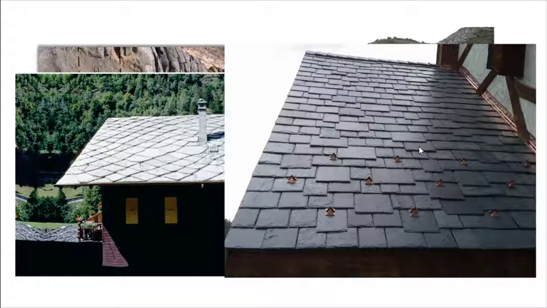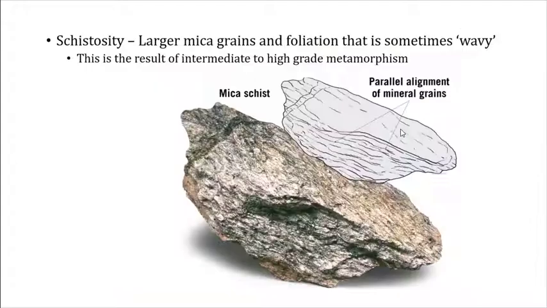a number of things. If we apply more heat and pressure to that rock, those mineral grains, those mica grains, get larger. And they become visible and they start to wrinkle. And we enter this area of kind of intermediate metamorphic rocks. And they start to develop a texture called schistosity, which is, I know, a weird word. But this involves larger mica grains and a more wrinkled foliation.